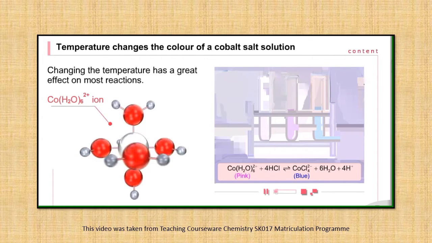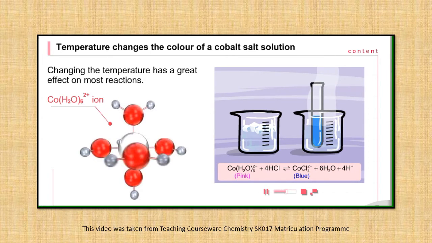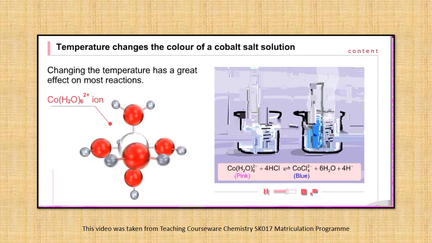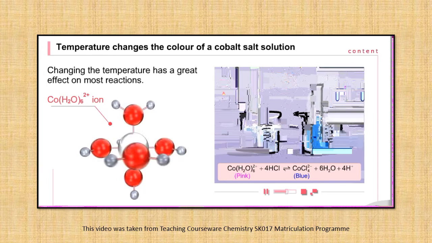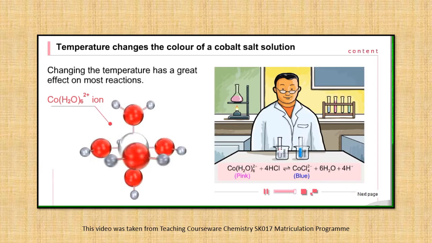When warmed by the water bath, the solution becomes blue, so the equilibrium is shifted to the right. When cooled by the ice bath, the solution becomes pink, so the equilibrium is shifted to the left. Why does the temperature affect the equilibrium of this reaction? To answer this question, we must learn something about the energetics of the reaction.